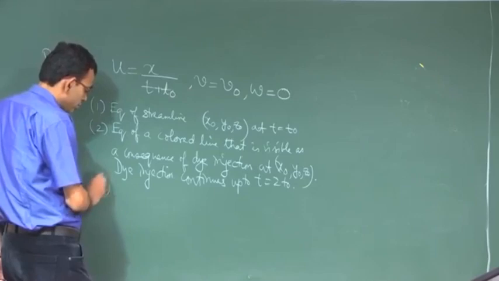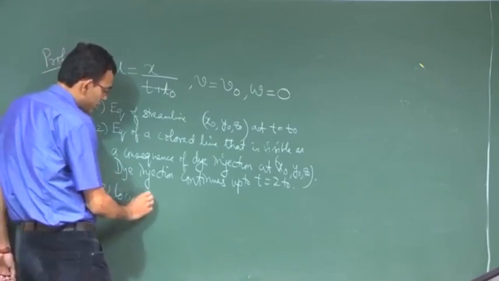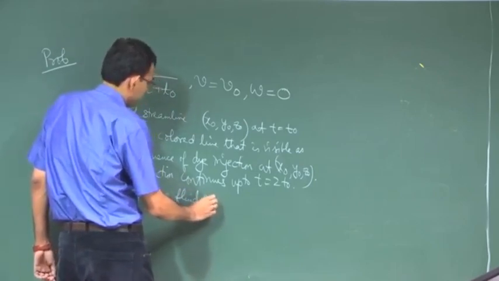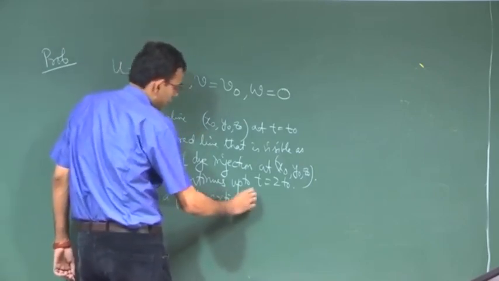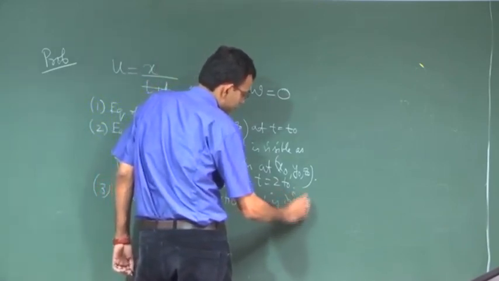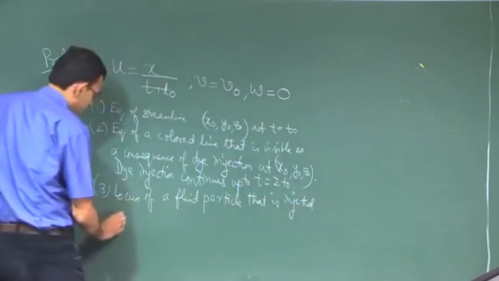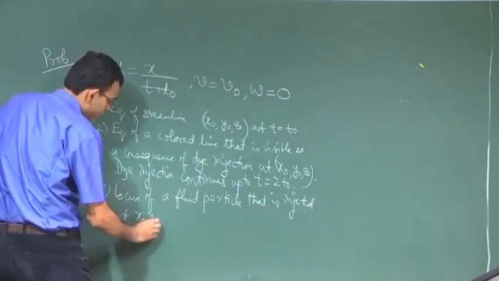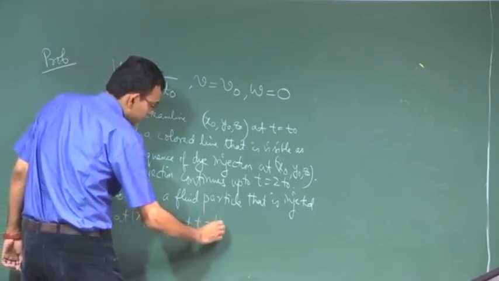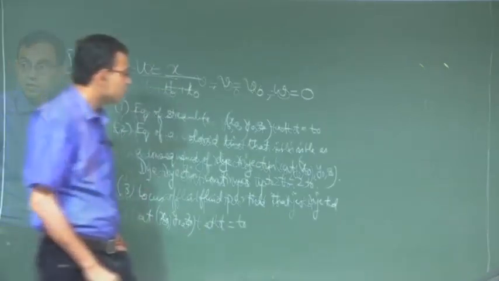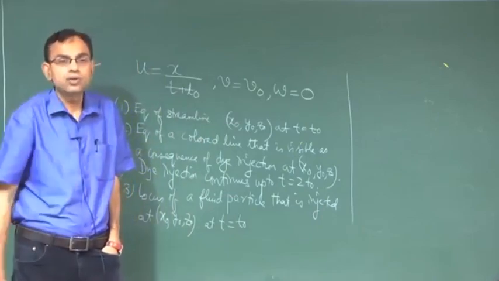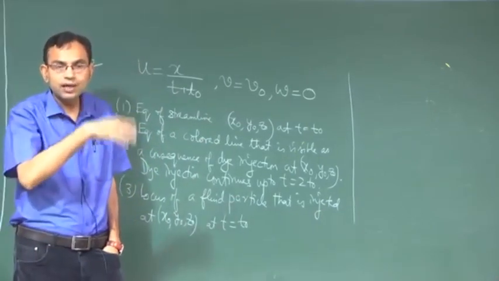And the third is the locus of a fluid particle that is injected at x0, y0, z0. So, we will try to work out an outline of the solution to the problem rather than really working out the full algebra.